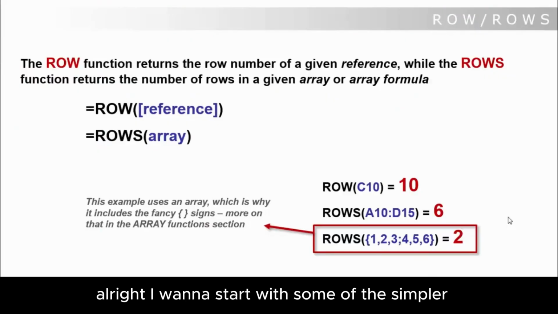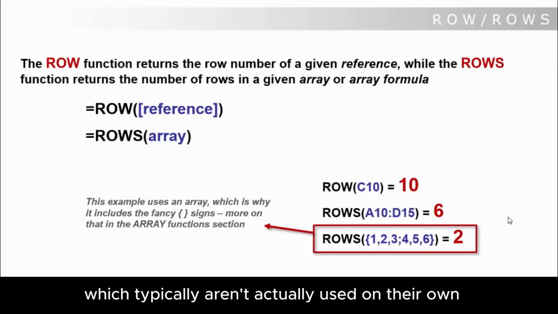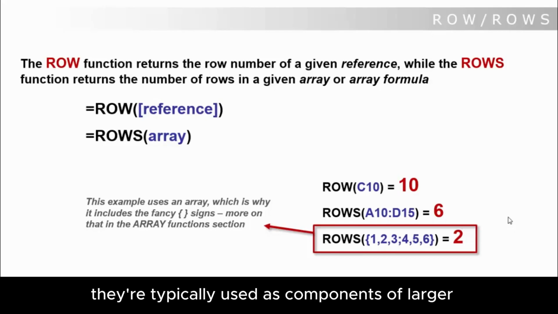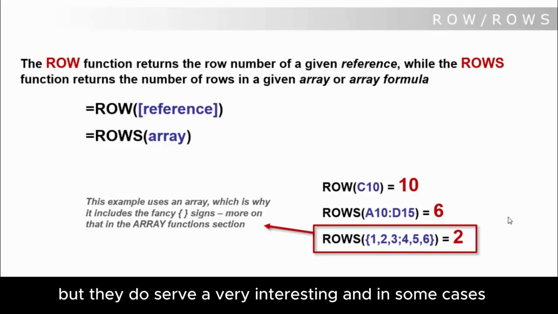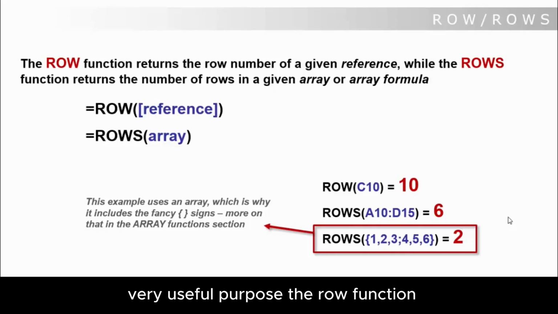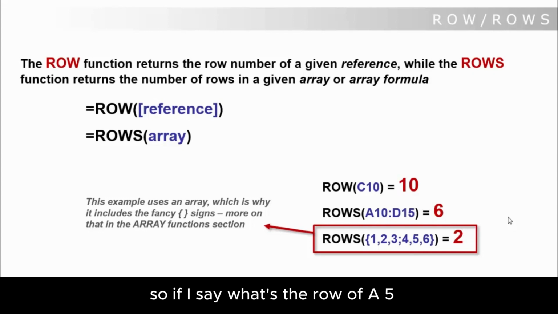All right, I want to start with some of the simpler lookup reference functions. So we're going to talk ROW, ROWS, COLUMN, COLUMNS, which typically aren't actually used on their own. They're typically used as components of larger, more complicated formulas, but they do serve a very interesting and, in some cases, very useful purpose. The ROW function simply returns the row number of a given reference. So if I say, what's the row of A5, it would return 5 because cell A5 lives in the 5th row. Similarly, the pluralized version, ROWS, just tells me the number of total rows within a given array.